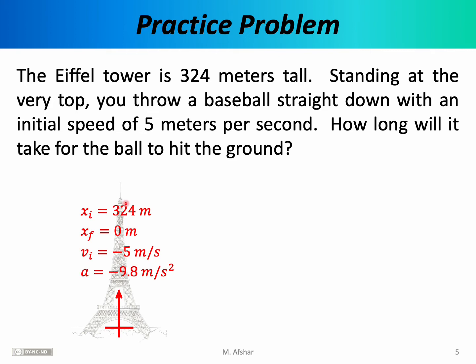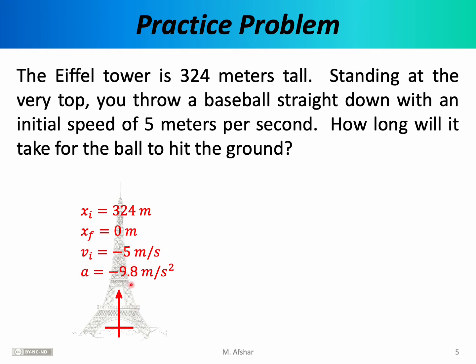The baseball is thrown downwards. Down is the negative direction. You can see according to this coordinate system, the arrow indicates the positive direction. So anything that points up or goes upwards is considered positive. Since the baseball is thrown downwards, we're going to say that its initial speed is minus 5 meters per second.